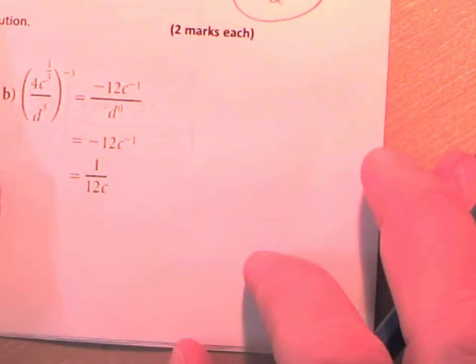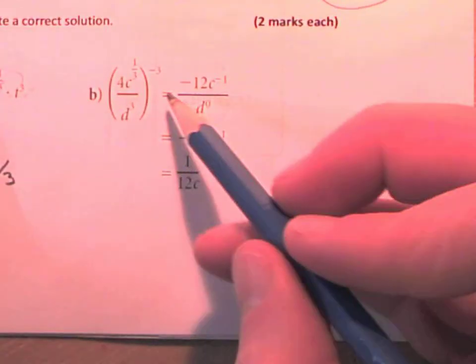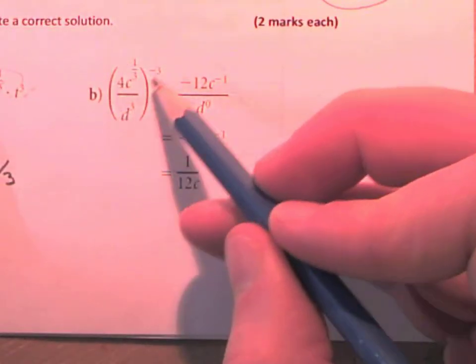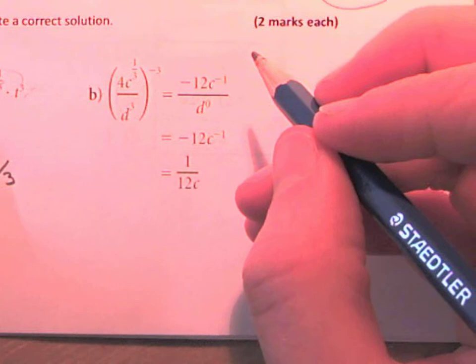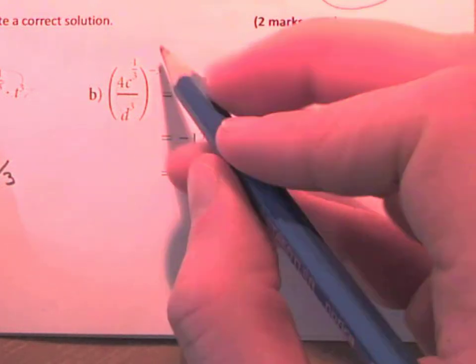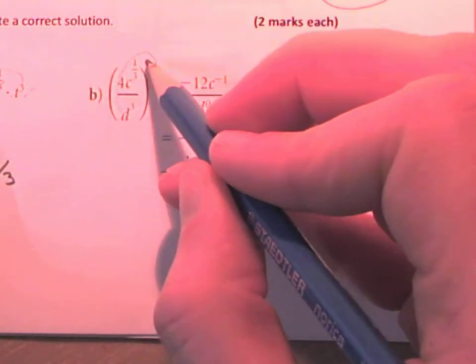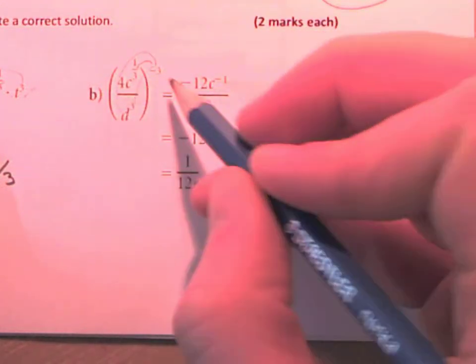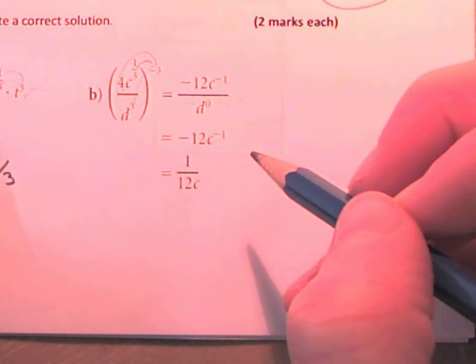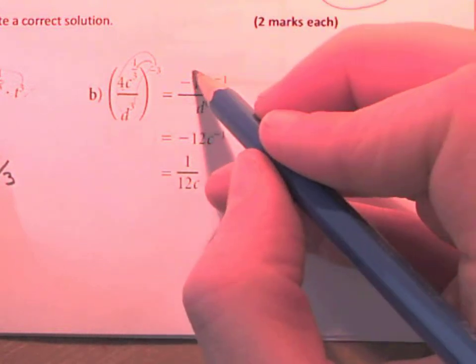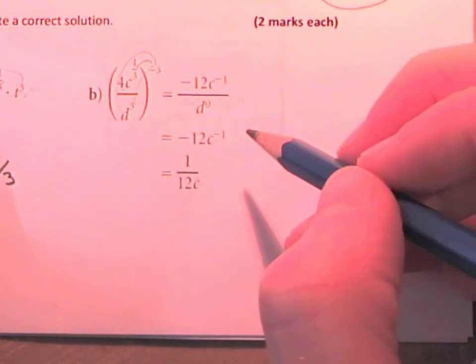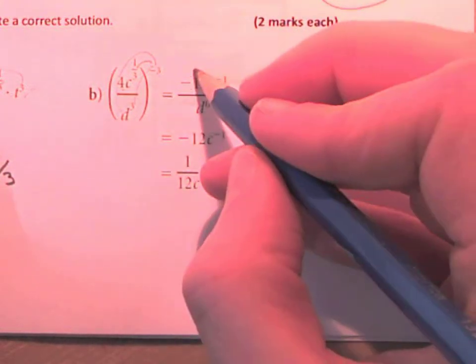Alright, now let's go to B. See what they did wrong here. So if I look at this, it's pretty simplified on the inside. They have this negative 3. So what they did is the c is still on the top, so they probably distributed this on the inside to each of those 3. So let's see, 4 to the negative 3 is not negative 12. So that's not right.